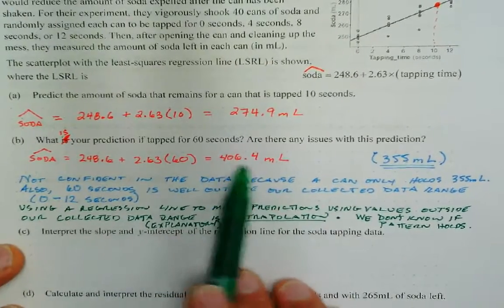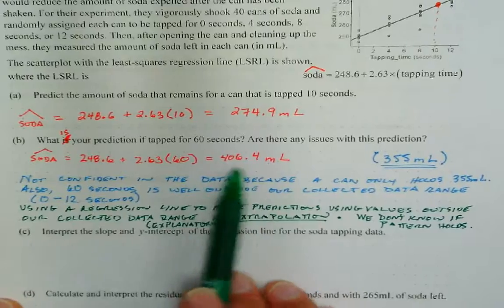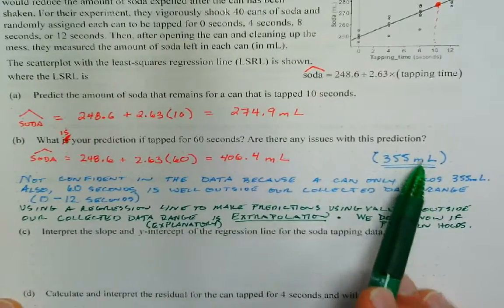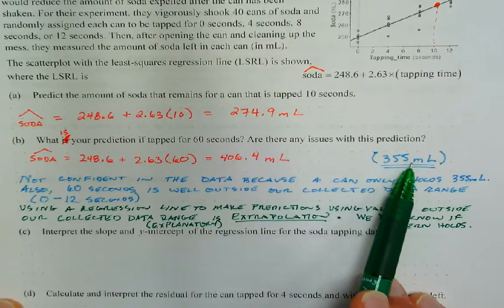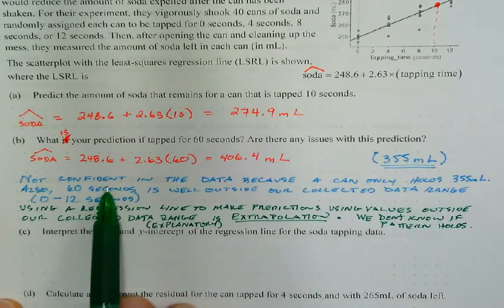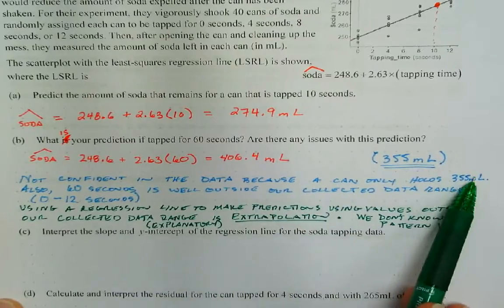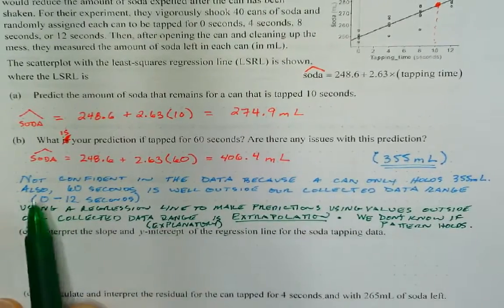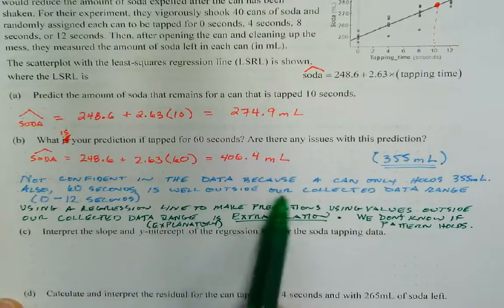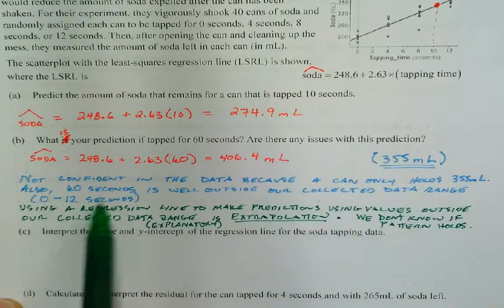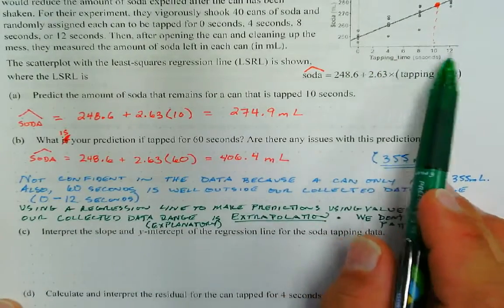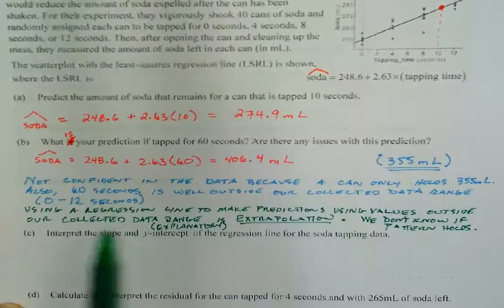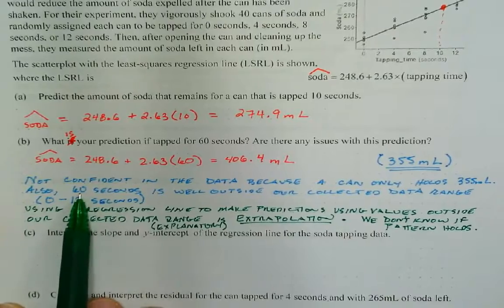Now, that might not seem like anything too bad, except when you consider the fact that a can of soda only holds 355 milliliters. So we can't be confident in this prediction. Also, 60 seconds is well outside our collected data range of 0 to 12 seconds for our explanatory variable. We just did 0, 4, 8, and 12, and that's all we had data for. We have nothing remotely close to 60 seconds of tapping time.